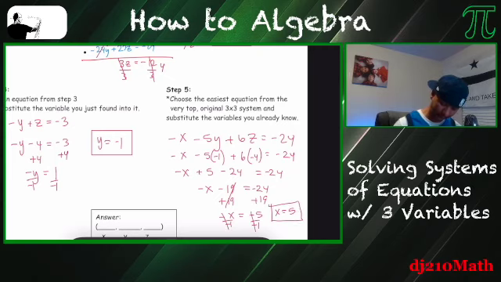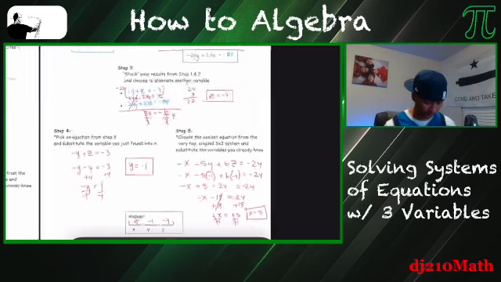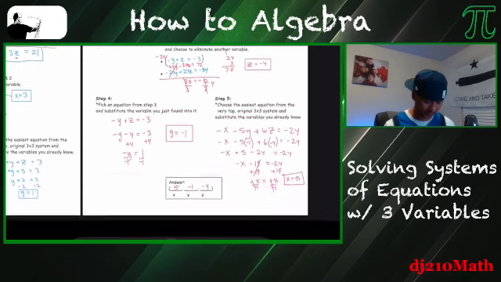So x, y, z. So 5, negative 1, negative 4. 5, -1, -4. That's the solution.